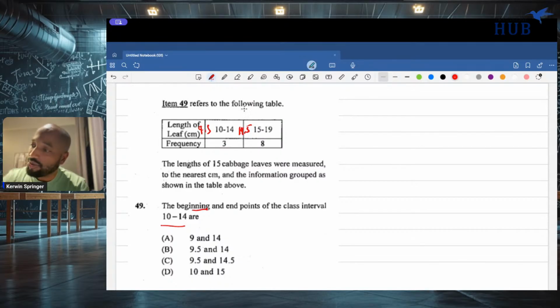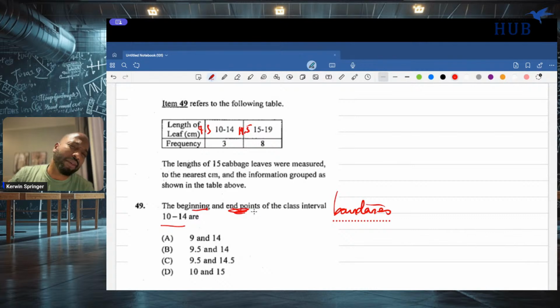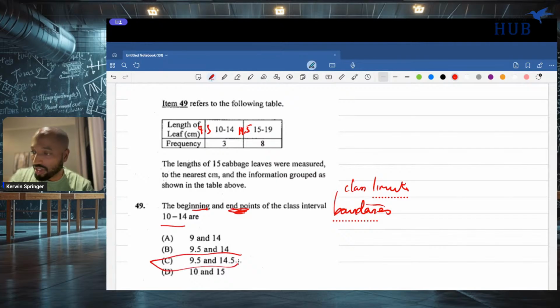All right, the fact that they have 10 and 14 means they're talking about the boundaries and not the limits. This is a weird way of saying boundaries, the beginning and end points. It's not really a term I see in the syllabus. The terms on the syllabus are class boundaries and class limits. So there's a little naughtiness in this question, but the answer is 9.5 and 14.5, which is what they're really looking for. So let me keep pumping.